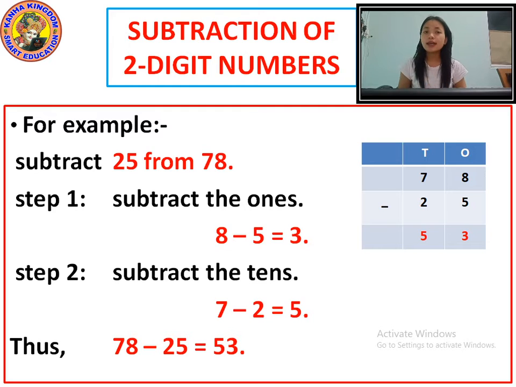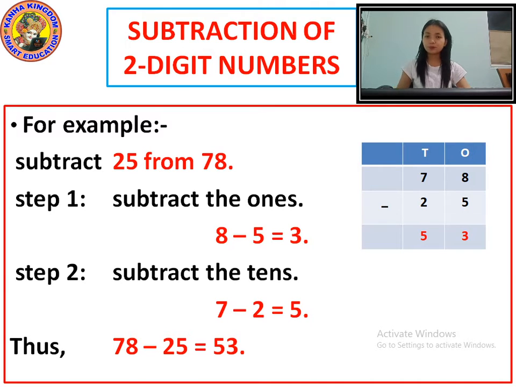So thus, while subtracting 25 from 78, we got 53 as a difference. So we come to know that while subtracting 25 from 78, we will get 53 as a difference.